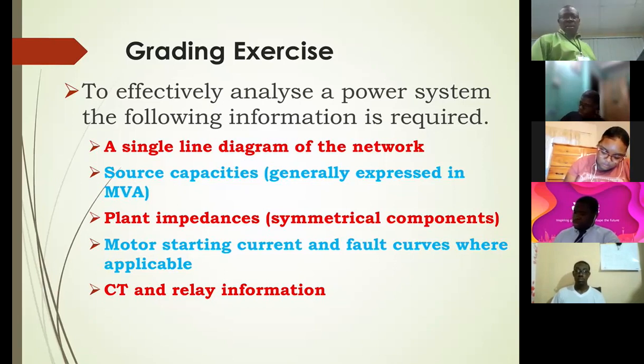So we need a single line diagram. We need the source capacities. We need the symmetrical components, the impedances. We need motor information. In other words, for the motor information, you'll be needing information for large manufacturers who may be along that feeder, because they may, under fault, contribute fault current. So you need to know if you have a bottling plant that is being fed by this feeder when you're doing your calculations. Right?